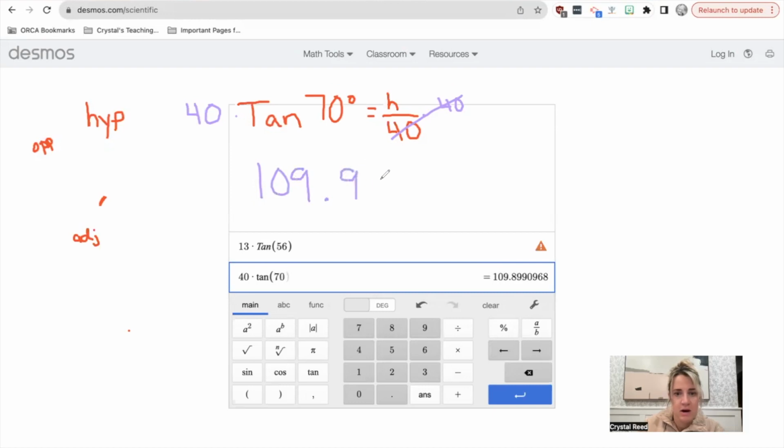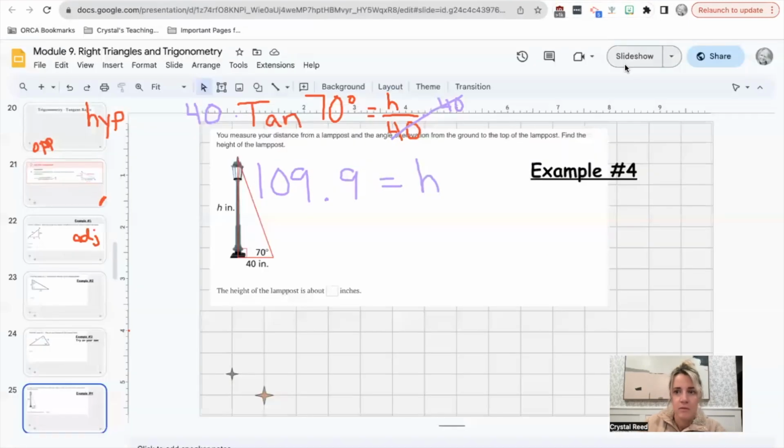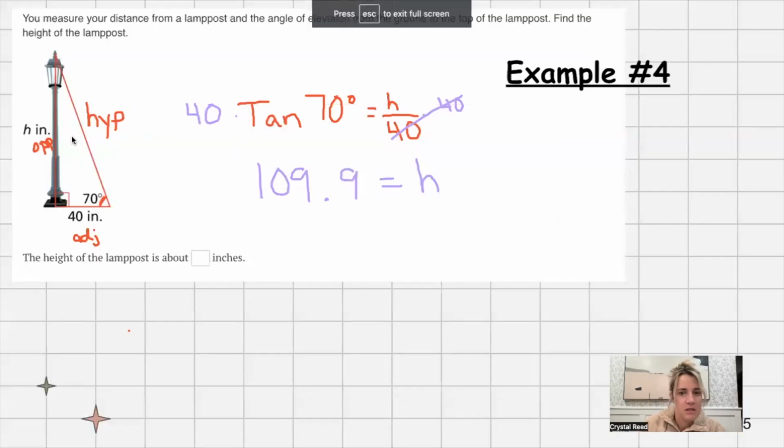109.9 is our height. What are the units? I'm going to have to go back to our problem. Our units were inches. So 109.9 inches is our answer. I know these problems are tricky.